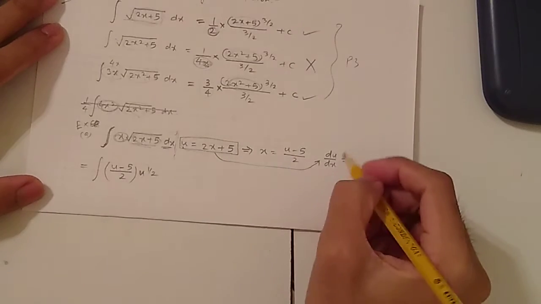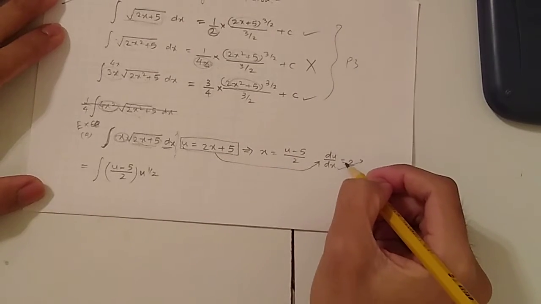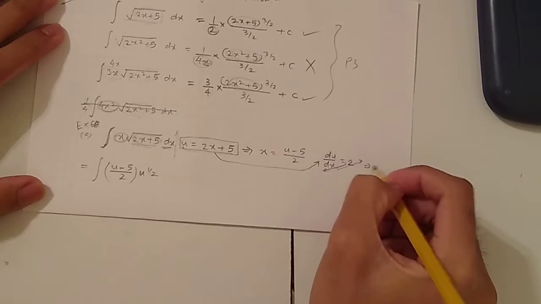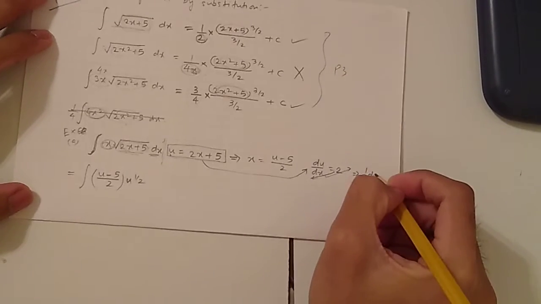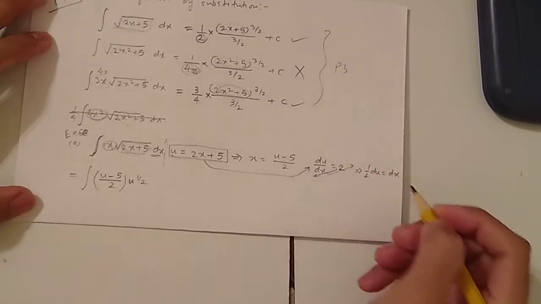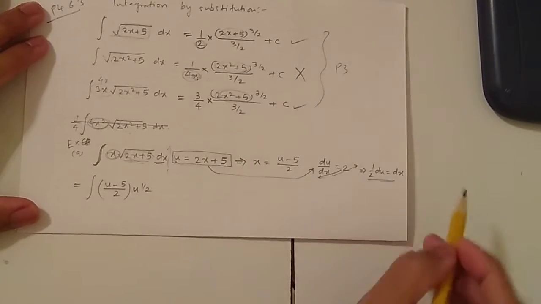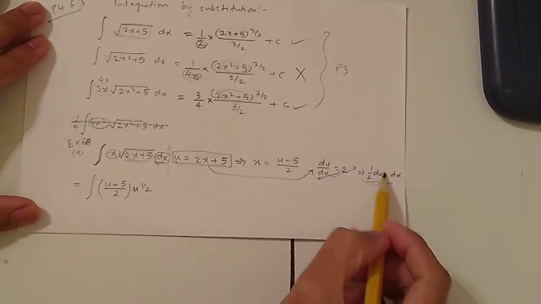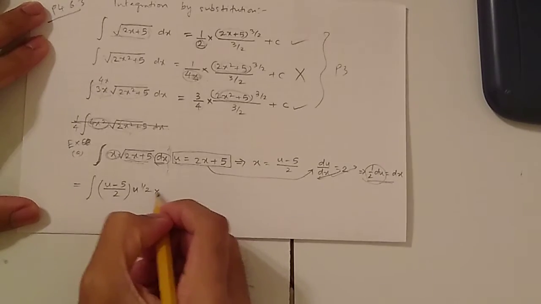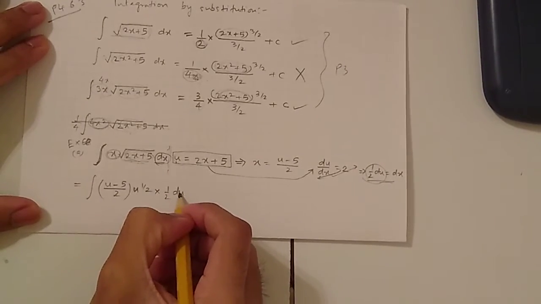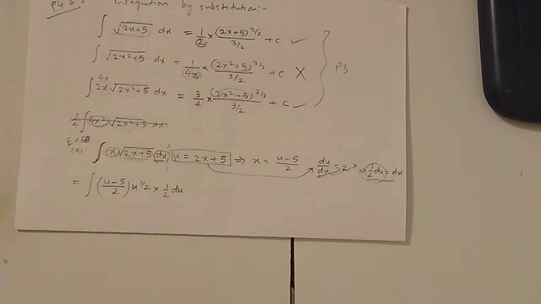Then take dx to the other side, take 2 to this side, and you get half du is equal to dx. So you can substitute dx by half du. Overall we get this expression over here. Notice everything needs to be substituted. If you're doing a substitution, everything in x needs to be substituted with your variable of substitution, in this case u, along with the dx.